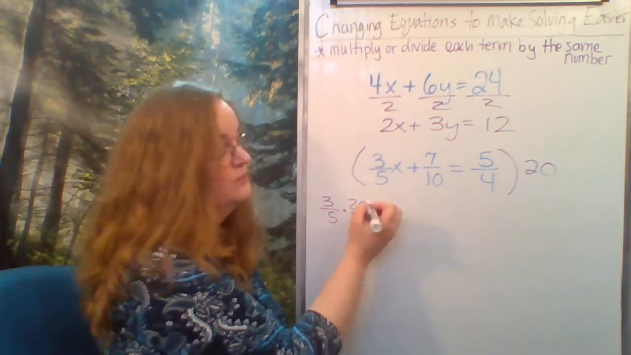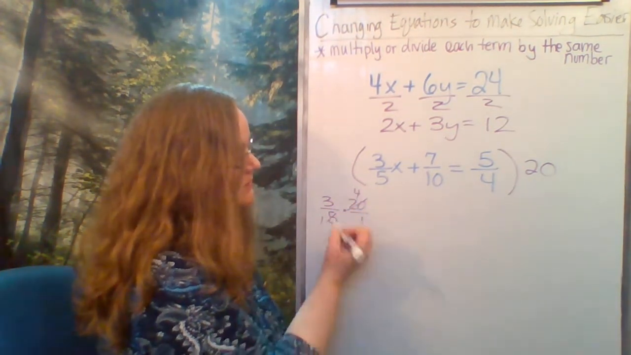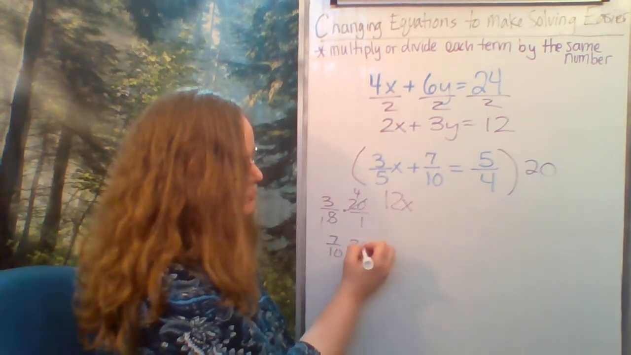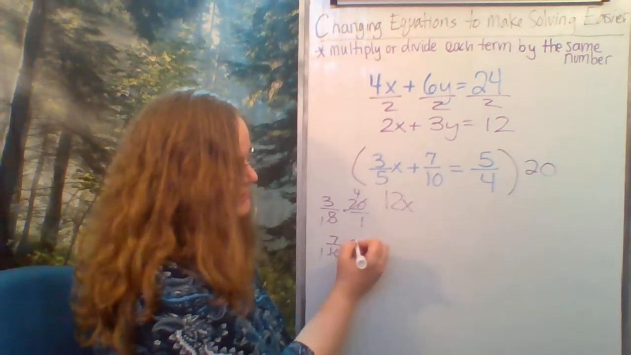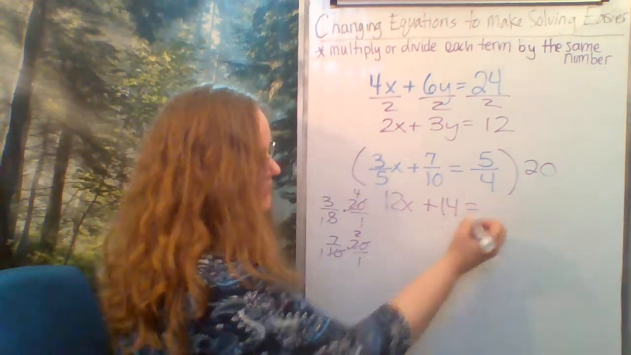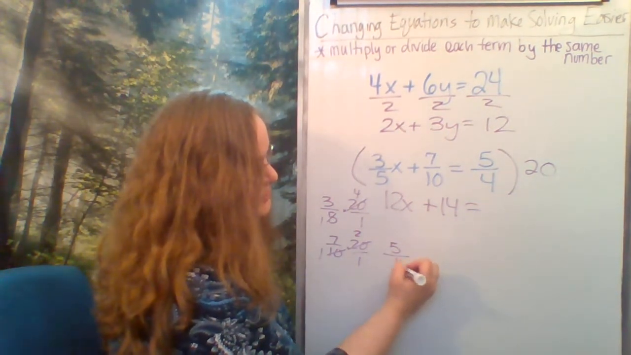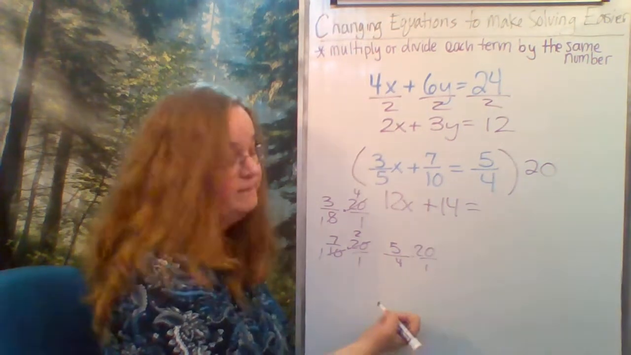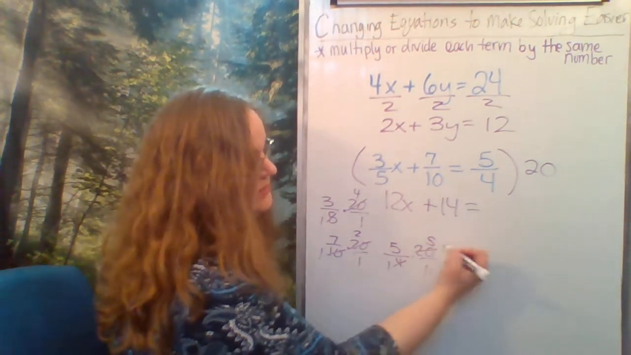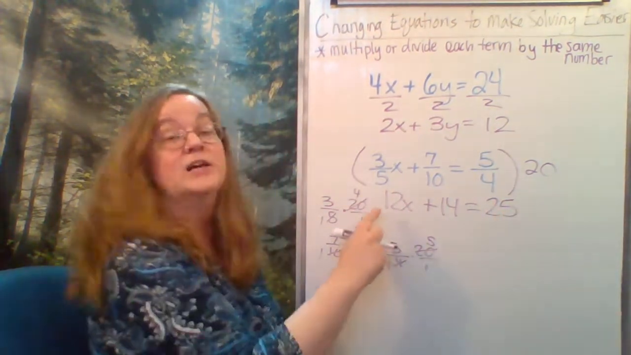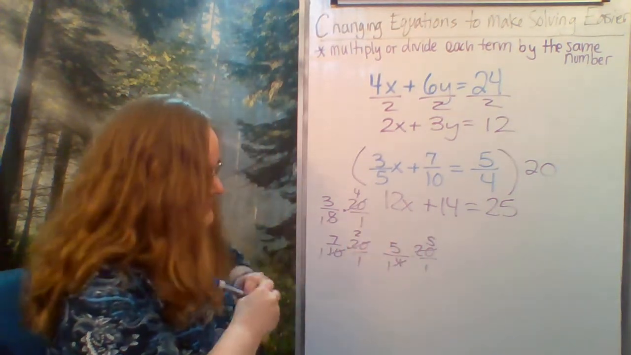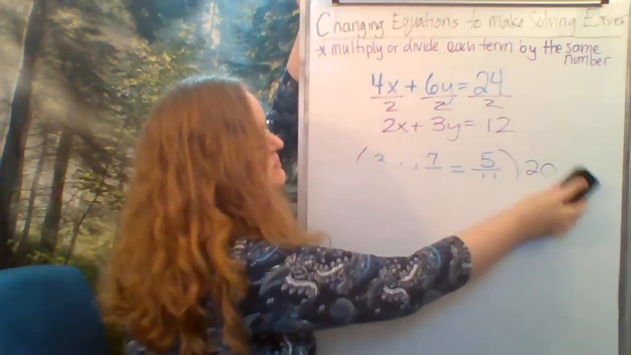5 goes into 20 4 times. 5 goes into 5 once, so this becomes 12x. 7 tenths times 20. 10 goes into 10 once, and 10 goes into 20 twice, so 7 times 2 is 14. And then if I take my 5 fourths times 20, 4 goes into 20 5 times, and 4 goes into 4 once, so 5 times 5 is 25. I've just written an equivalent equation, but I have no fractions. Okay, so let's look at some other examples.